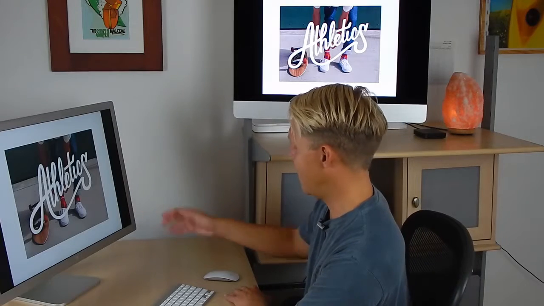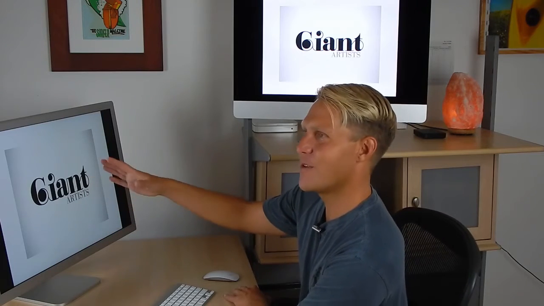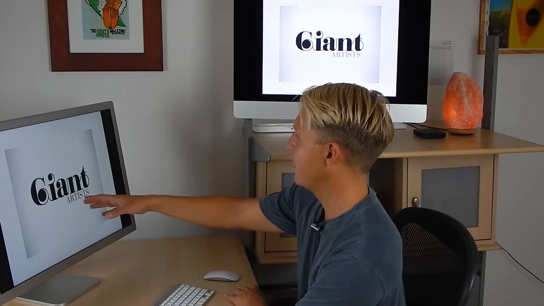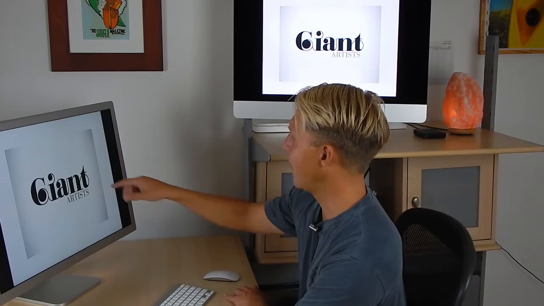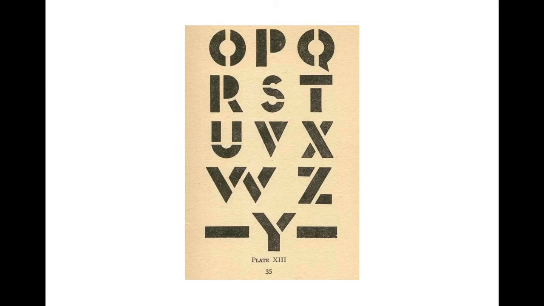This is a nice script here. This is an example of something that's in between. So it's taking a serif typeface and almost turning it into a script by connecting the letters with these little lines. Stencil font, sans serif.